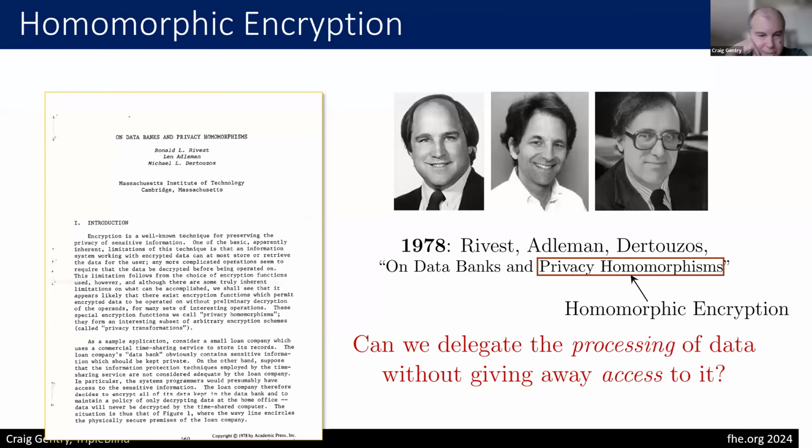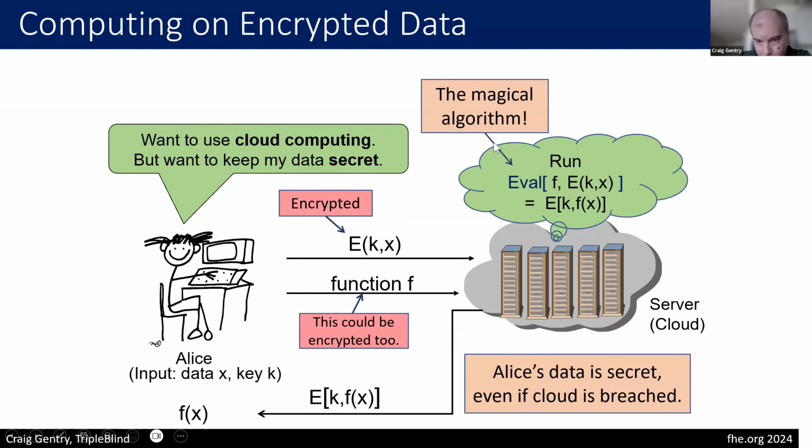So in the deep past, basically right after the invention of public key encryption by RSA and Diffie-Hellman, two of those guys, Rivest and Adleman, and also Dertouzos, proposed the idea of fully homomorphic encryption. They called it a privacy homomorphism. And basically, they had this idea of cloud computing, and they didn't call it that because we didn't have that terminology, but they had this idea that you could just outsource a computation to someone with more resources, the cloud, while preserving your privacy. So of course, you would want to encrypt it first and have the cloud do the computation on your data while it's encrypted. And the question basically was, can you delegate the processing of your data like that without giving away access to it?